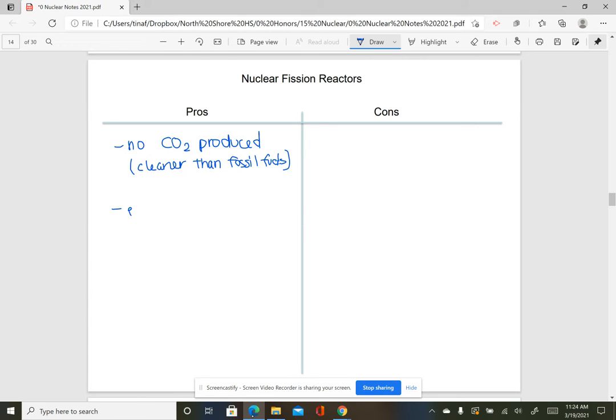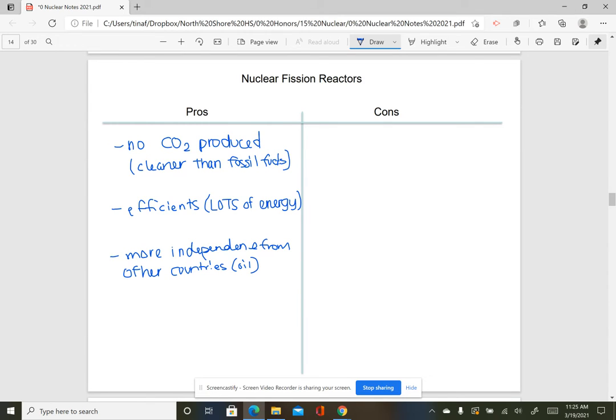Another pro is that fission is very efficient as far as the amount of energy goes. It's a lot. So we're getting a lot of energy as a product, which is a good thing. Another good thing, guys, if we're using nuclear energy, we're not relying on other countries for oil. So if we have more independence, that's a good thing.